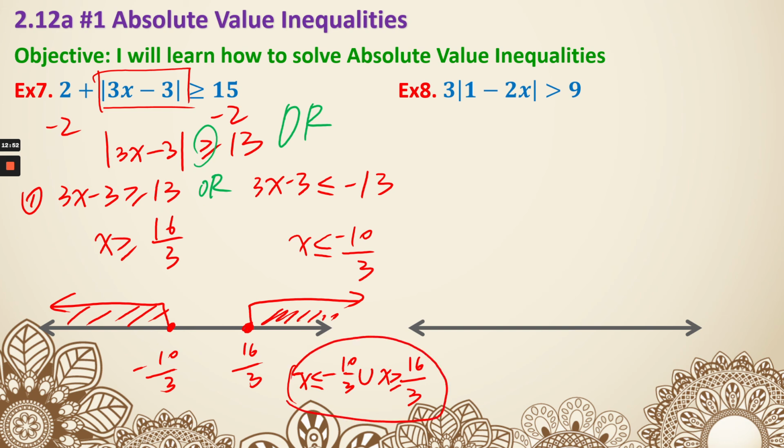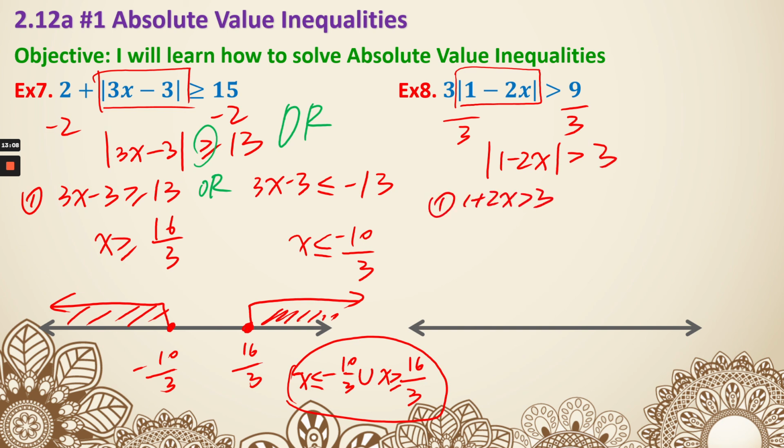Number 8, I need to keep the box isolated. But again, that 3 outside, we do not distribute it. And also, it is being multiplied with the absolute value, so I need to divide both sides by 3. So the box now is isolated. First case, 1 plus 2x is greater than 3. After solving, x is greater than 1. Now case 2, 1 plus 2x is less than -3. So that means 2x is less than -4, so x is less than -2.